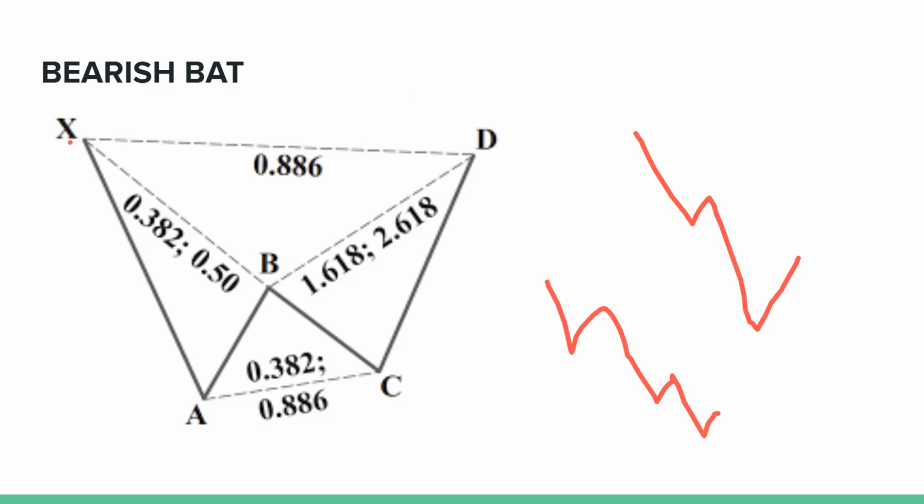So pull your fib from here to here. Point B is between the 38.2 to the 50%. That's point B. Then pull your fib from here to here. Point C is going to be between the 38.2 to the 88.6. Then to get D, there are two ways. You can pull your fib from here to there to get D, which is supposed to be 1.618 to 2.618, or you can use the XA 0.886 retracement to get the sell.